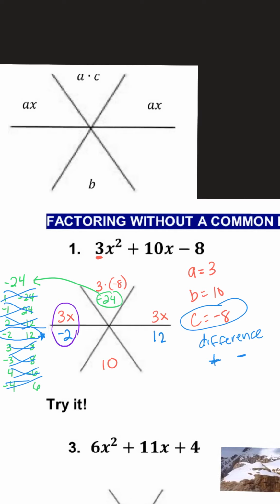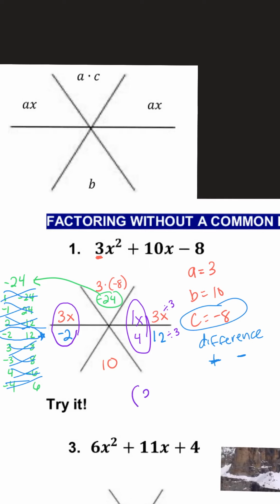However, 3x over 12, if that was a fraction, I could reduce it. And I could reduce it by 3. So 3 divided by 3 gives me 1x. And then 12 divided by 3 gives me 4. So my factors, or my answer, is going to be 3x minus 2 from this guy times x plus 4 from this guy. And that's it.